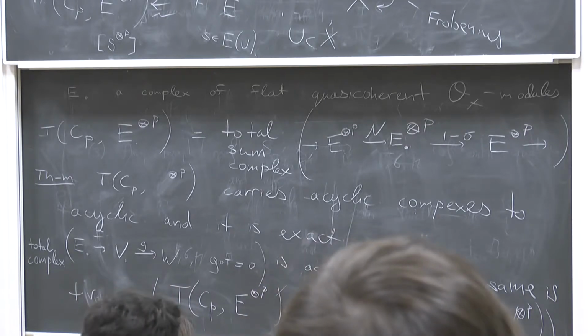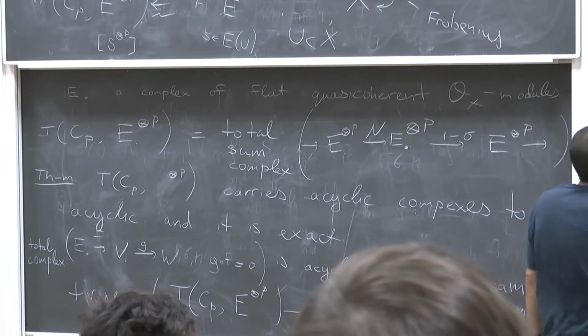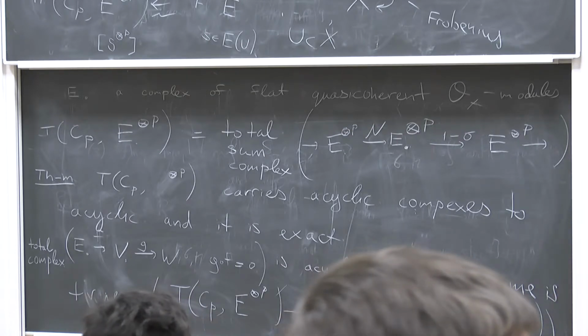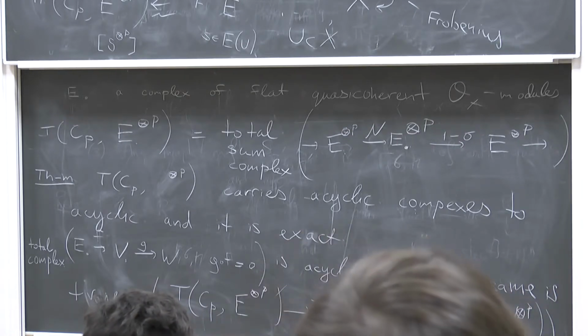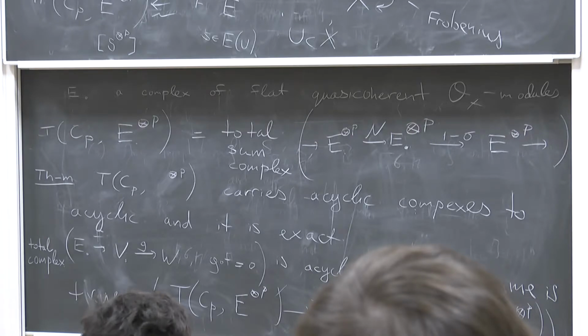So another corollary is that this construction gives me a functor from the unbounded derived category of quasi-coherent sheaves on X to itself.